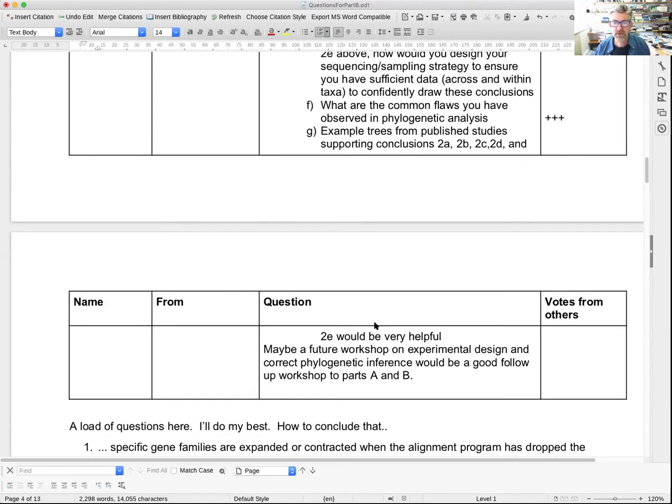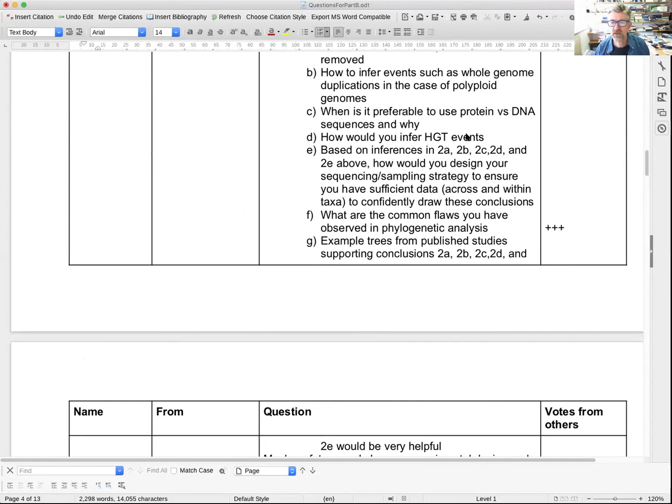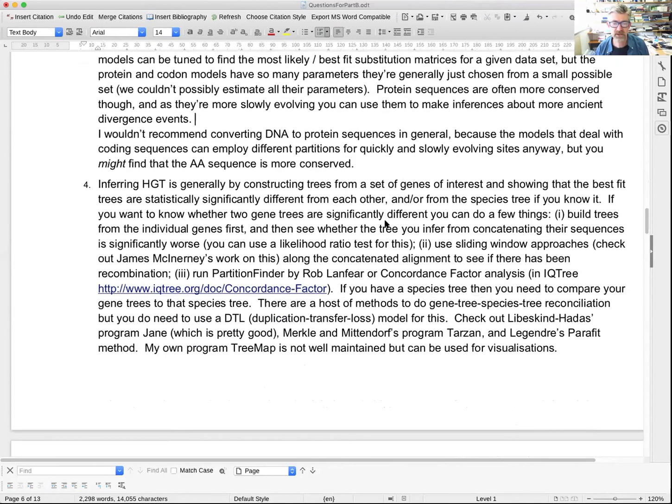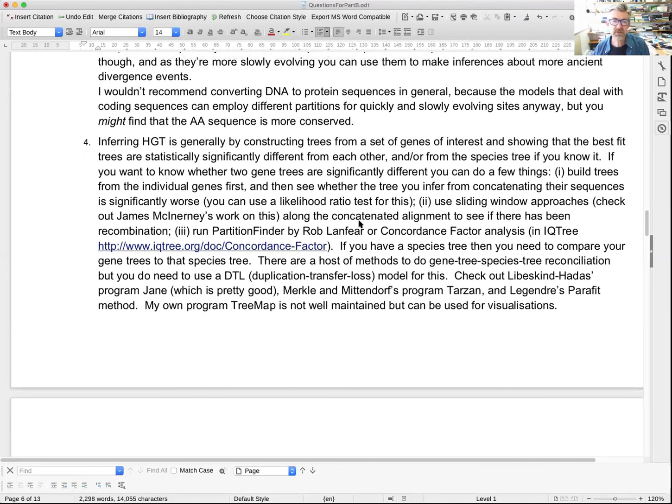All right, so then on to question D, which was how do you infer HGTs, horizontal gene transfer events? There are a lot of ways of doing this. So here we are, inferring HGT.